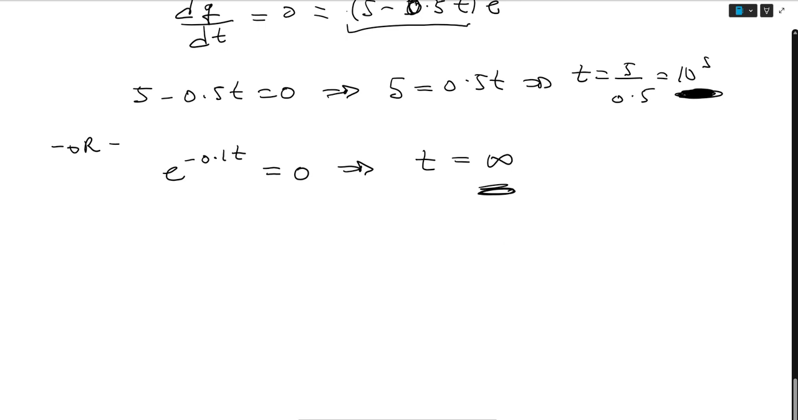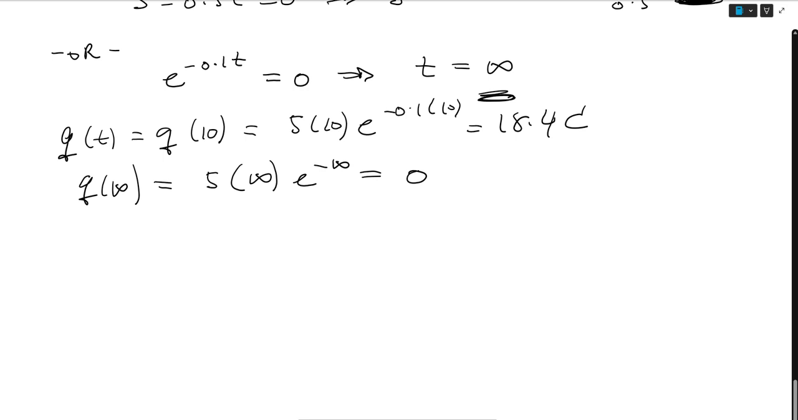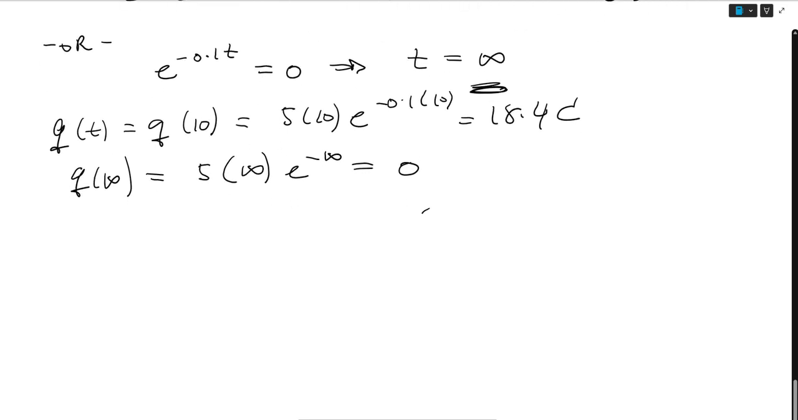And so the answer is you would simply plug this into your equation for q of t. So basically q of 10 is equal to 5 times 10 e to the minus 0.1 times 10, which is equal to 18.4 coulombs. And q of infinity is equal to 5 times infinity e to the minus infinity, which is equal to 0.